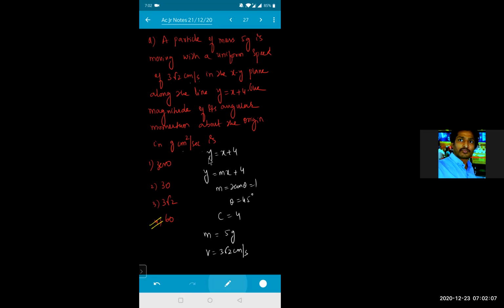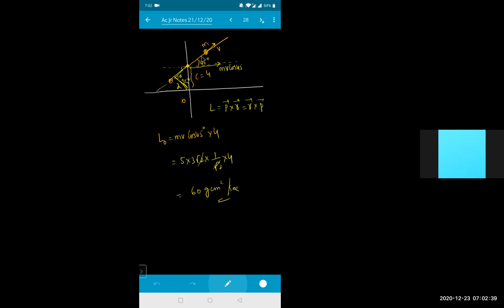Now, same as the previous case, beta. y is equal to x plus 4. Compare with the straight line equation, y is equal to mx plus c. So the c value is how much? 4. The slope is how much again? 1. So m is equal to how much for me? tan theta. The tan theta value is 1. That means theta is 45. c is equal to 4. Mass is 5 grams, given in the problem. Velocity is given in the problem, 3 root 2 centimeter per second. So everything is given, you got it. Angular momentum again.